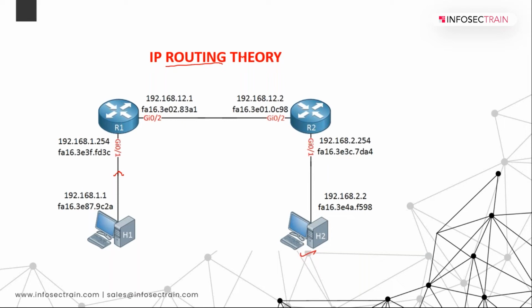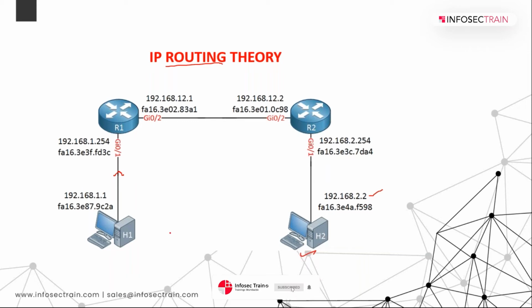So what is routing? Routing is a layer 3 function. Routing is the process of going from one broadcast domain to another broadcast domain. But how will the data be sent? Let's say host 1 wants to ping host 2. It creates an ICMP echo message with the source IP address of its own and the destination IP address as 192.168.2.2, right?